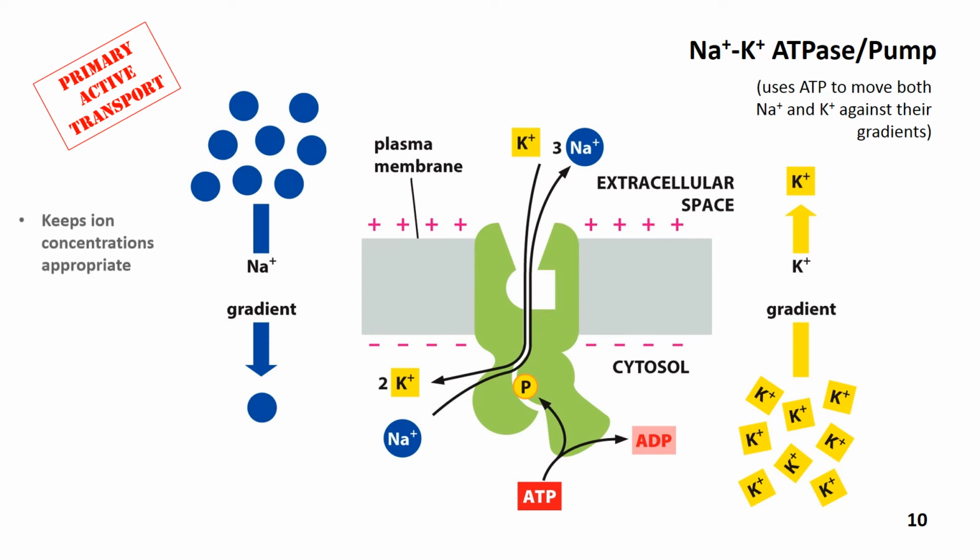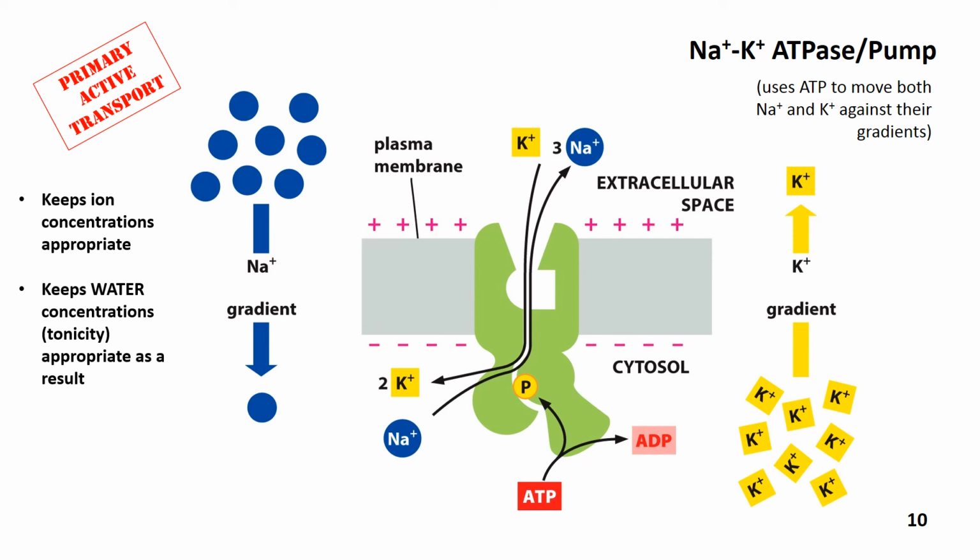The previous video suggested that this movement is important in keeping the concentrations of these two very important ions appropriate on either side of the membrane. That is, in fact, true. However, the previous video did not clarify that keeping the ion concentrations appropriate on either side of the membrane is really what drives keeping water concentrations, tonicity, appropriate on either side of the membrane. Ion movement will regulate water movement. If we don't have the proper ion placement on either side of the membrane, we won't have the proper water placement on either side of the membrane.